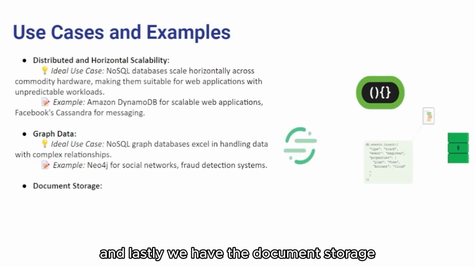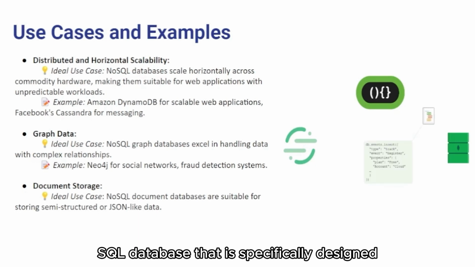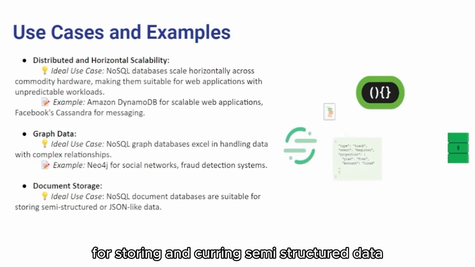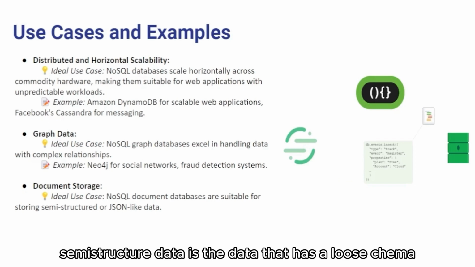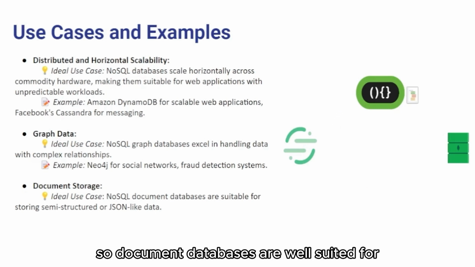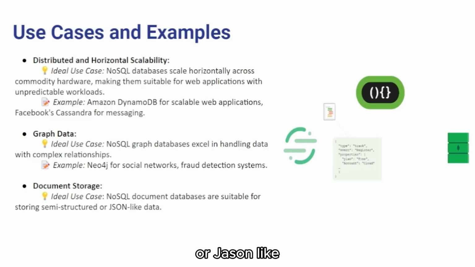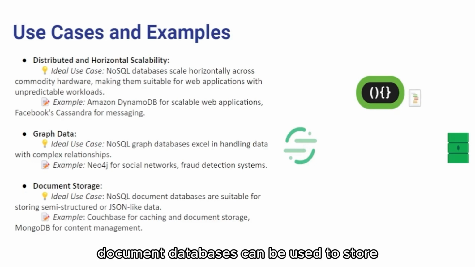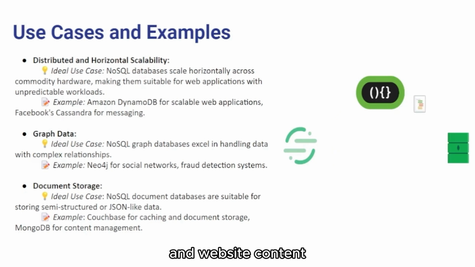And lastly, we have the document storage. So NoSQL document databases are a type of NoSQL database that is specifically designed for storing and querying semi-structured data. Semi-structured data is the data that has a loose schema, meaning that the data can be stored in different ways. So document databases are well suited for applications where the data is semi-structured or JSON-like. For example, document databases can be used to store and query customer profiles, product catalogs, and website content.